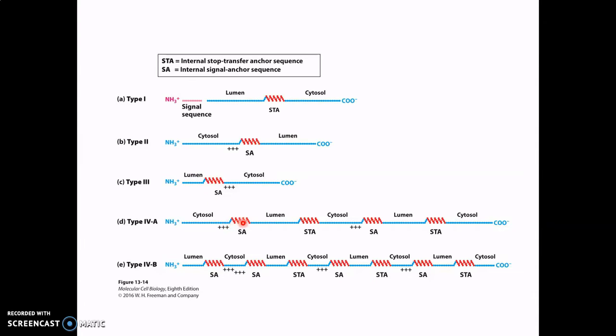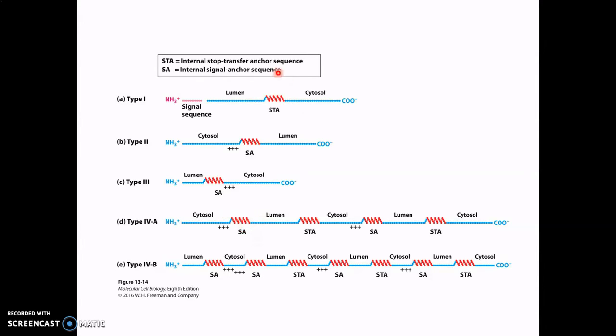The thing that these signal anchor sequences or signal stop transfer anchor sequences have in common is that they are all hydrophobic. And what they form is an alpha helix that will span across the membrane. And if you remember, in an alpha helix, all of the R chains are pointed outwards. So if you have a cylinder where the entire outside of it is hydrophobic in nature, you could see how that could easily span a membrane.